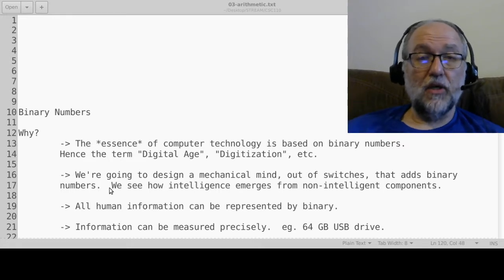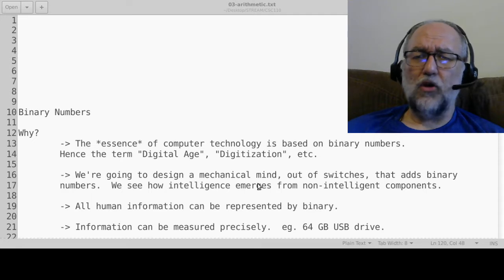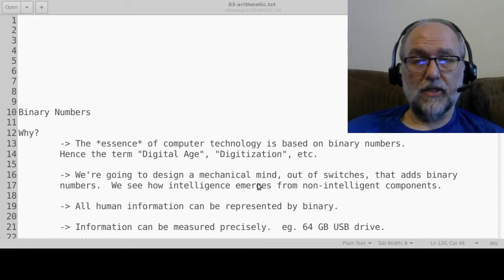Okay. The second thing is that, along the same lines, I really want to give you an idea of how you can build a mechanical mind, okay? And that's what CGP Grey called it in his video. Mechanical muscles are a little bit easier to picture, but what would be a mechanical mind? Like, how would you build a machine that does things that the human mind does?